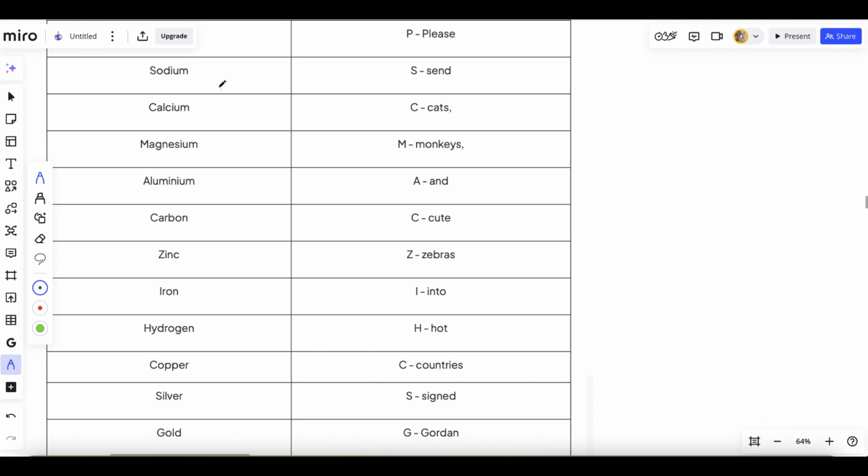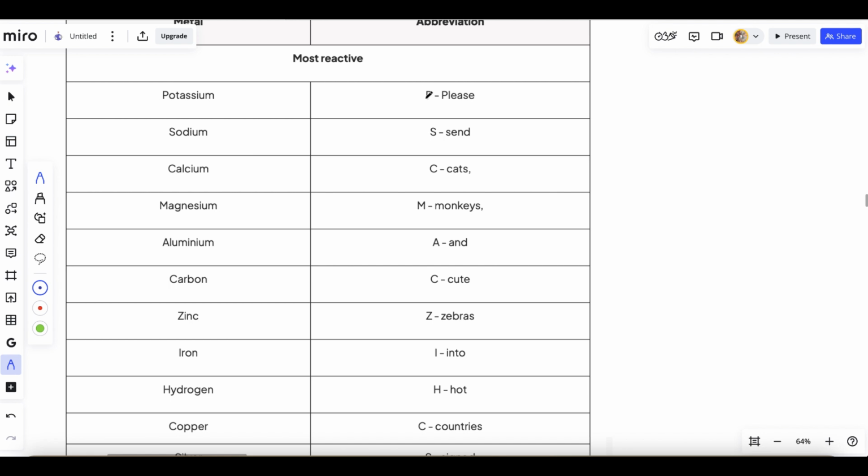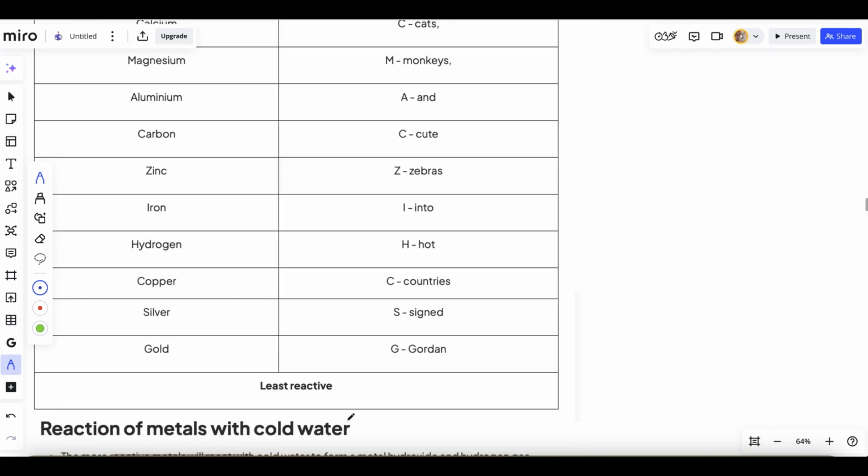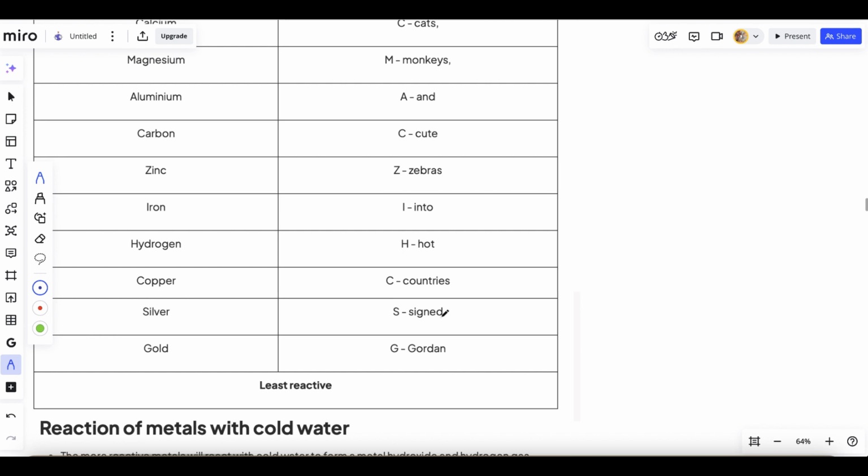So what it means is that the P in please is for potassium, the S is for sodium, the C is for calcium, the M, which is monkey, is for magnesium, A, which is for ants, is for aluminium, the C, which is cute, is for carbon, the Z, which is zebra, is for zinc, the I, which is into, is iron, the H, which is hot, is for hydrogen, the C, which is countries, is for copper, the S, which is signed, is for silver, and the G, which is Gordon, is for gold.